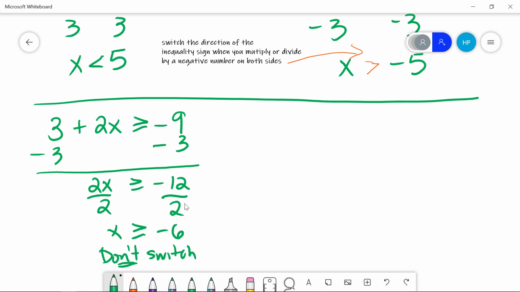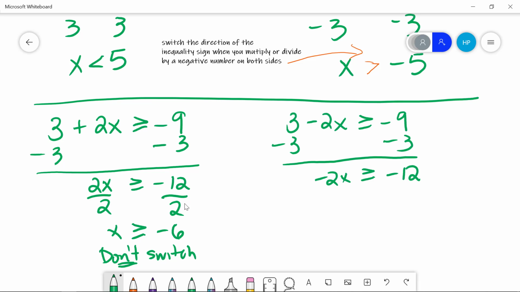Let's look at a similar example. So it starts off almost the same. It's just that I've got a negative sign with the 2x. So now when I divide, I am dividing by a negative on each side. And so I'm going to get x is less than or equal to positive 6. And so here I did switch.